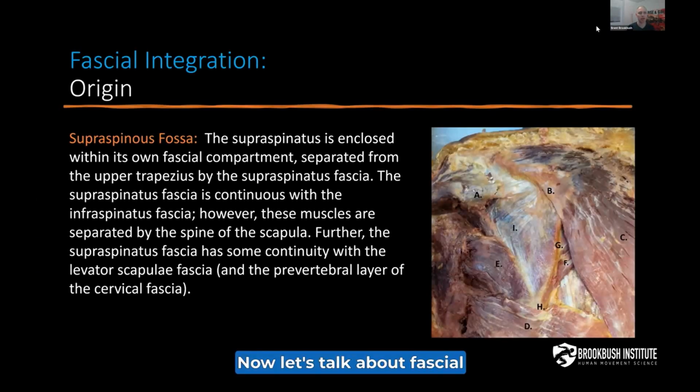Now, let's talk about fascial integration of the supraspinatus from the perspective of the origin of the supraspinatus. So that's in the supraspinous fossa now. The supraspinatus is enclosed within its own fascial compartment, separated from the upper trapezius by the supraspinatus fascia. It's a nice convenient naming. So we have the supraspinatus covered by the supraspinatus fascia. Nice. The supraspinatus fascia is continuous with the infraspinatus fascia. So that's the fascia covering the infraspinatus, this nice large external rotator below it. However, these muscles are separated by the spine of the scapula, which, if you know your anatomy, you already knew. Right? Further, the supraspinatus fascia has some continuity with the levator scapula.